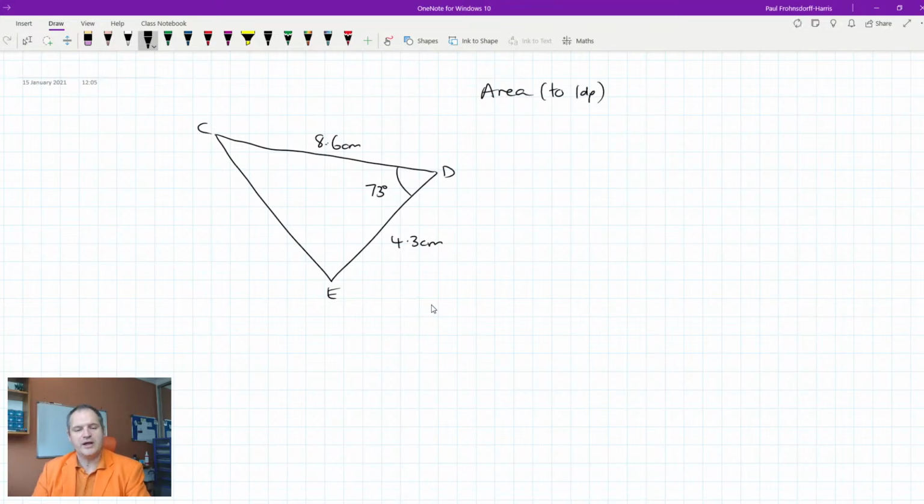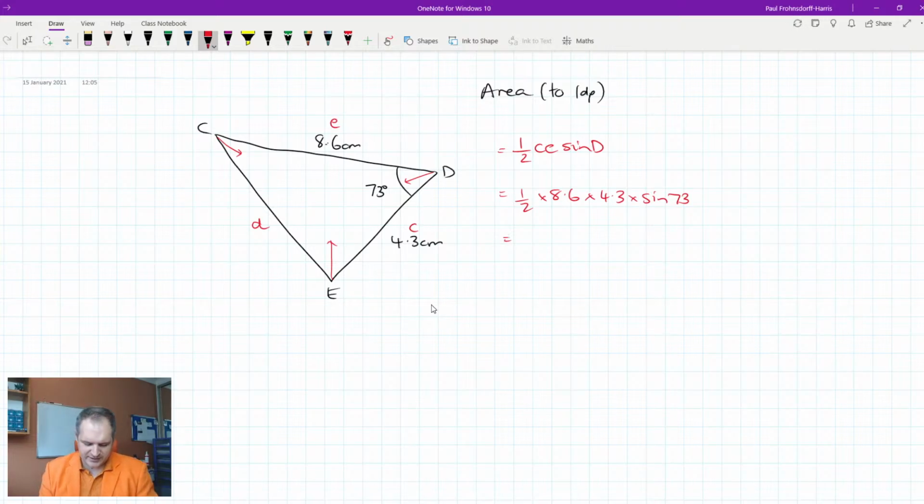So what we're going to do is use the formula, but this time, when we work out this area, we need to appreciate that the little letters, E and C, are always opposite the capital letters. The capital letter is the angle, the small letter is the side. So that is why the formula here would be half CE sine D. It's the two little letters times sine of the big letter, that's the angle. So it's going to equal half times 8.6 times 4.3 times sine 73.